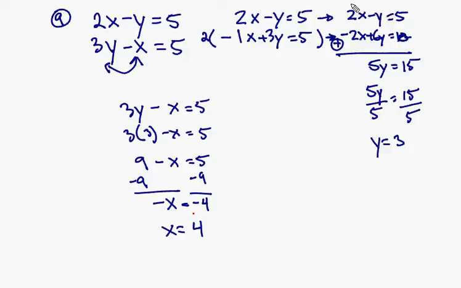So my solution to this equation then is going to be 4 comma 3 is the point, and it is a consistent system. Consistent system. Okay.